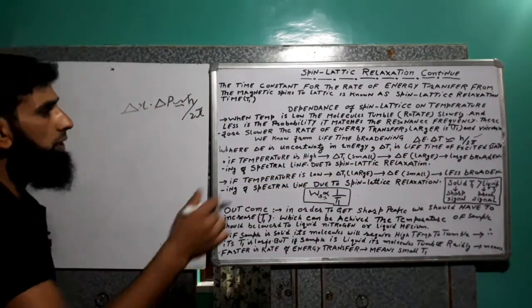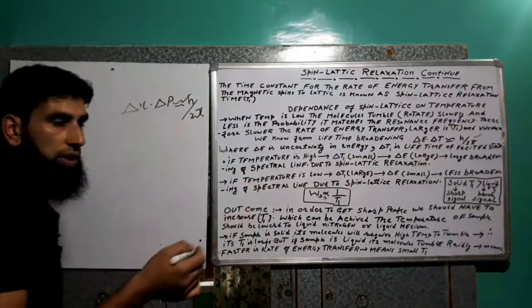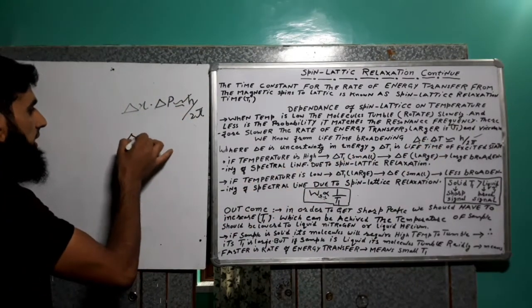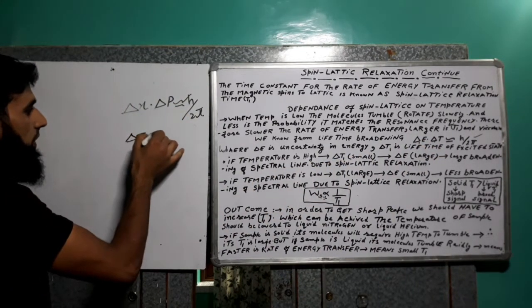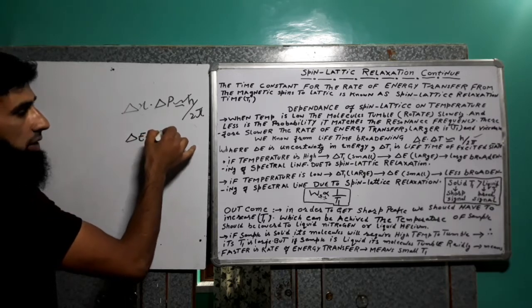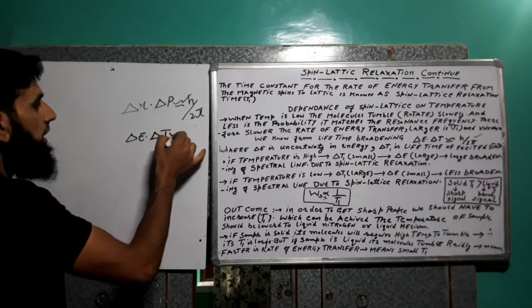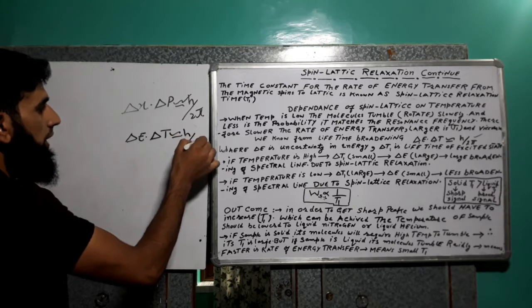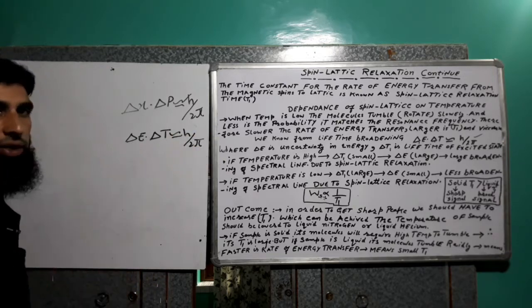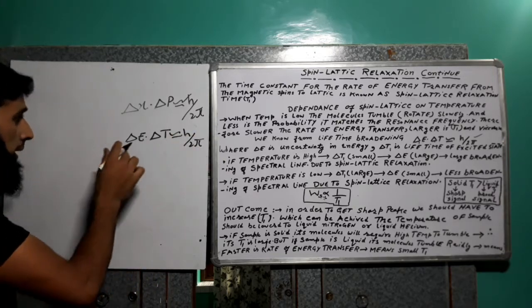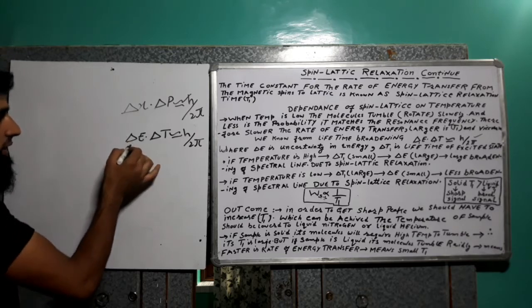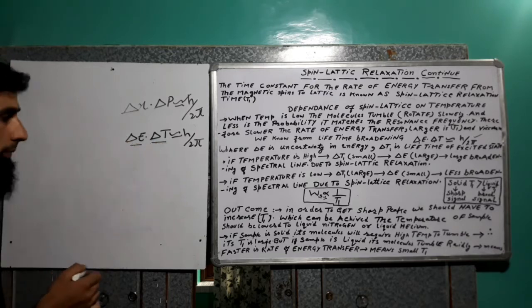Okay. Now we are interested in this equation. We will discuss this one. This is delta E into delta T is nearly equal to h divided by 2 pi. Okay. Now try to understand this one. What is this delta E? What is this delta T?